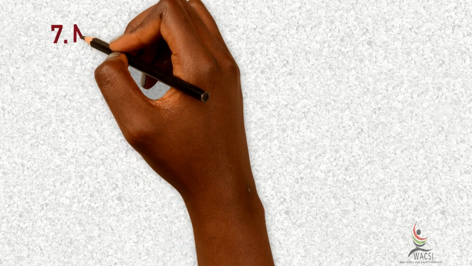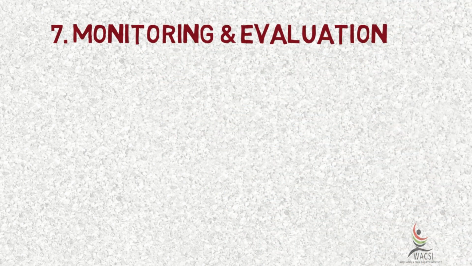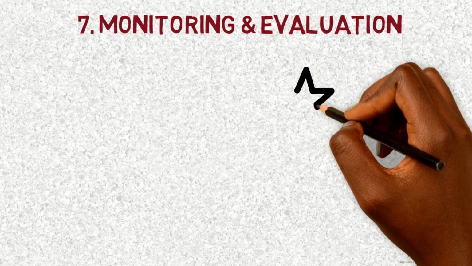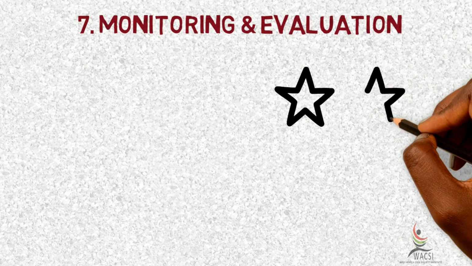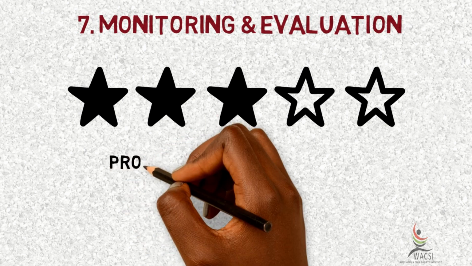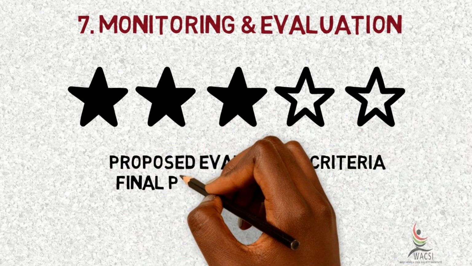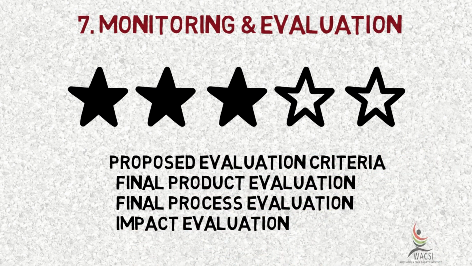Number 7, monitoring and evaluation. So what measures are you putting in place as an institution to monitor the various aspects of the project you are proposing, to evaluate the various aspects of the project? So what is the proposed evaluation criteria? Are you using a final product evaluation approach, or a final process evaluation, or an impact evaluation?